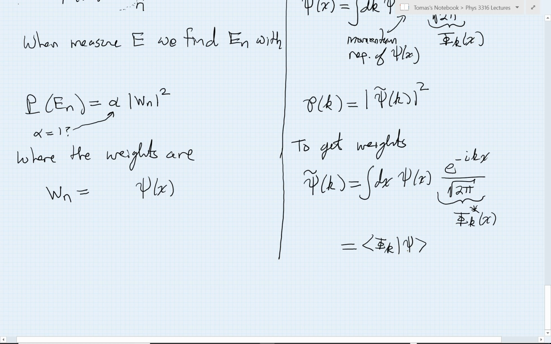So it stands to reason then that, and this now is a bit of a guess we will have to prove, we're hoping we can get these weights by taking the inner product of my pure states of energy, my phi n now, instead of my phi k, with the wave function. Now, to prove this, we need a certain fact.